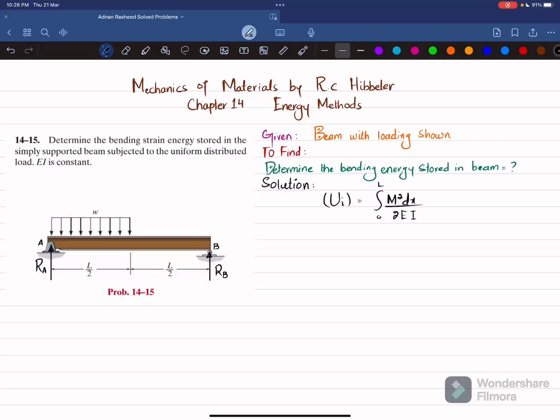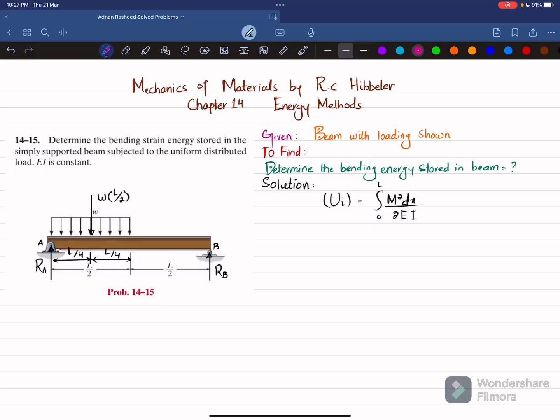So first we will find this RA and RB by using equation of equilibrium, and when this distributed load is converted into a point load, it will act at the middle, and this load will be equal to W over the length which it acts, so it is WL by 2, and it will be acting at half of L by 2, which is equal to L by 4. So this is L by 4, and this will be also L by 4. Now you can apply equation of equilibrium.